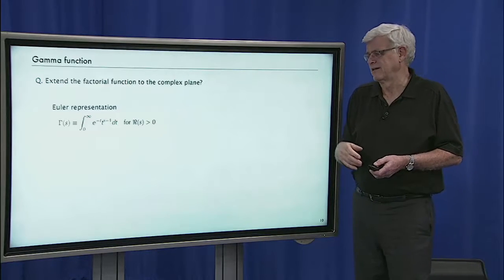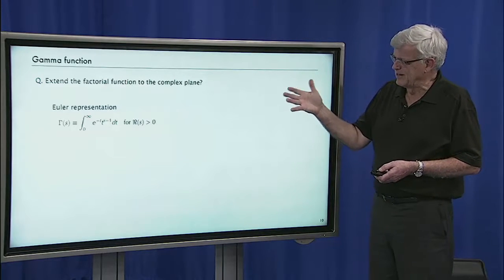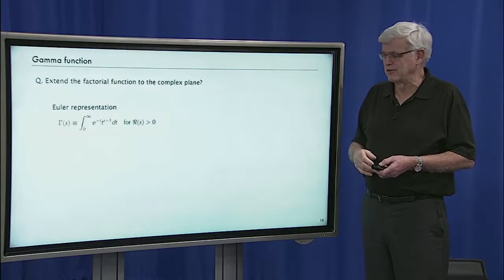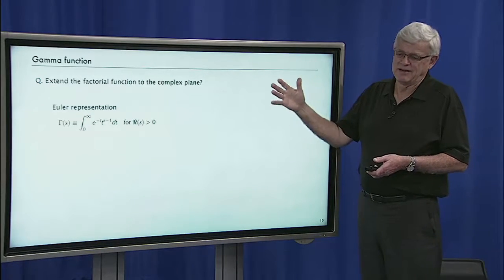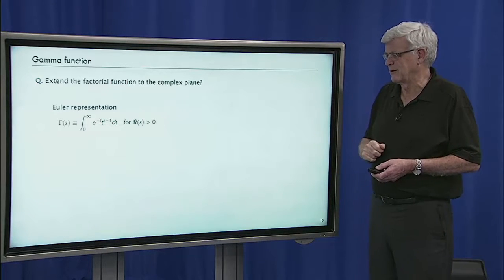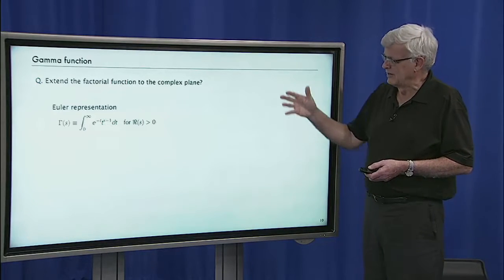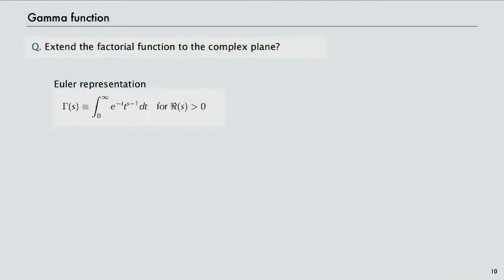So Euler in the 18th century came up with an integral representation that works on the reals and actually continues to the whole complex plane except for the negative integers. So that's an integral representation, and think of s as real just for a moment. Integral from 0 to infinity, e to the minus t, t to the s minus 1 dt. So why does that work? Why does that extend the factorial function to, say, the non-integral reals?